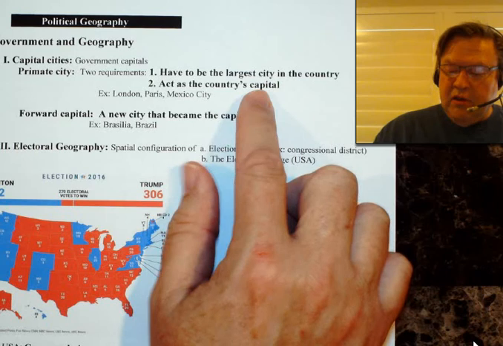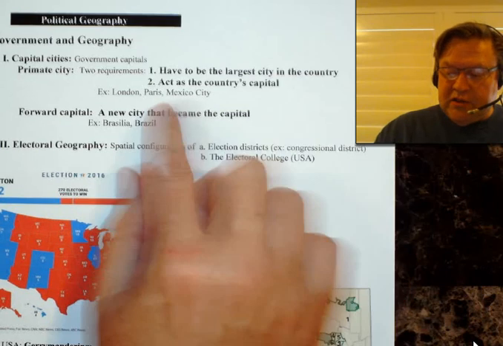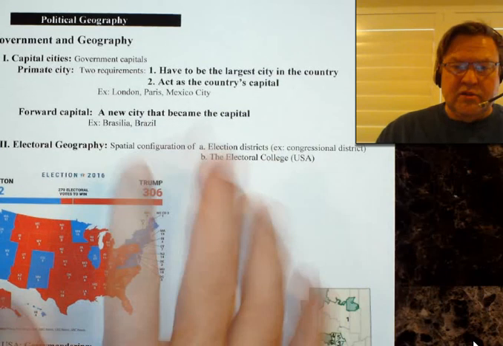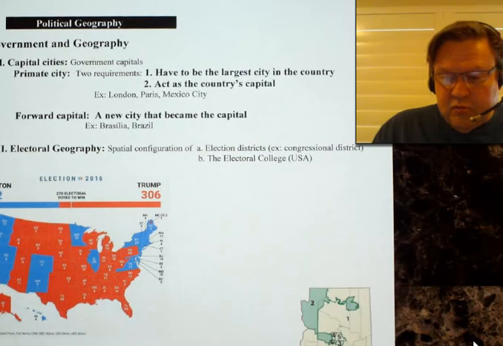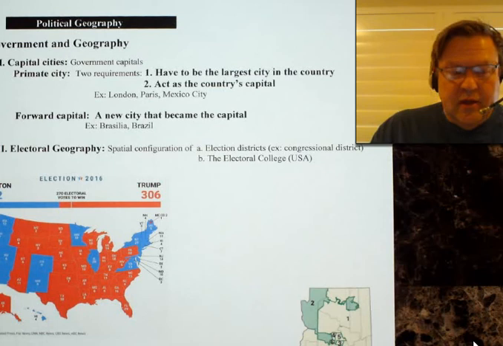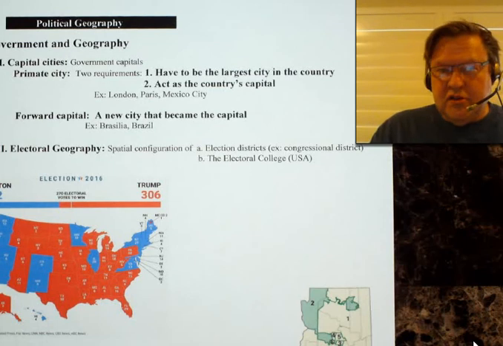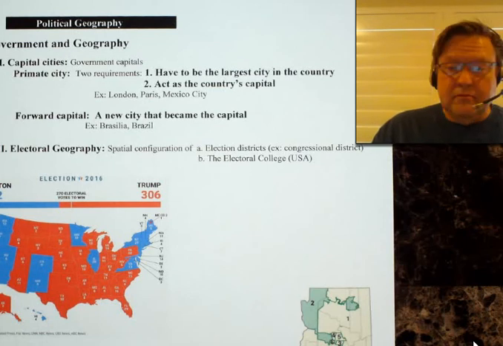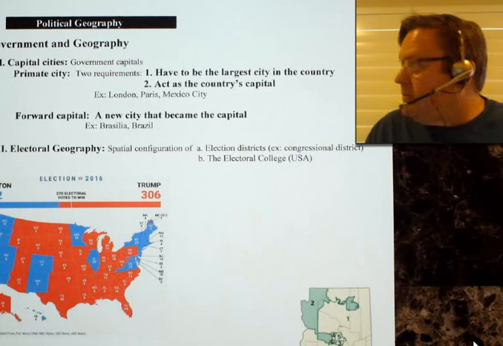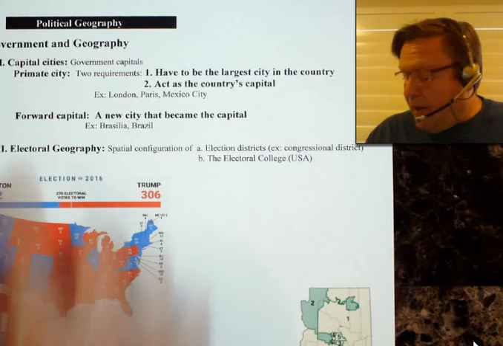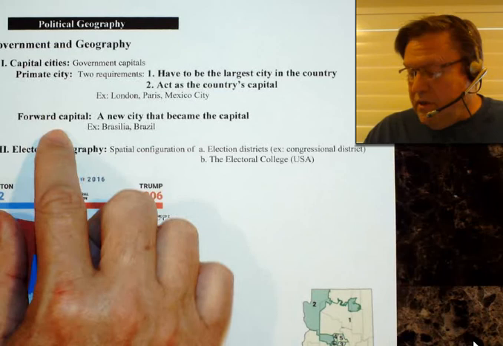London, Paris, and Mexico City are examples of that. We don't have a primate city in the United States because Washington D.C. is definitely not the largest city. Extra credit question: what's the largest city in the United States? Anyone? Anyone? All right.